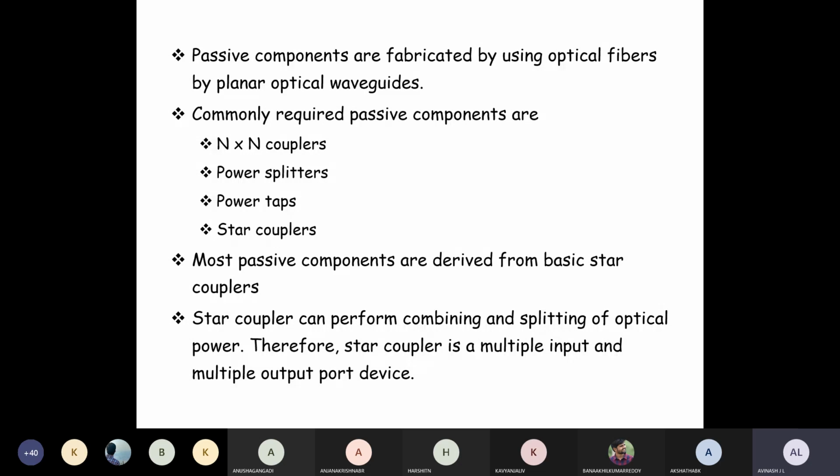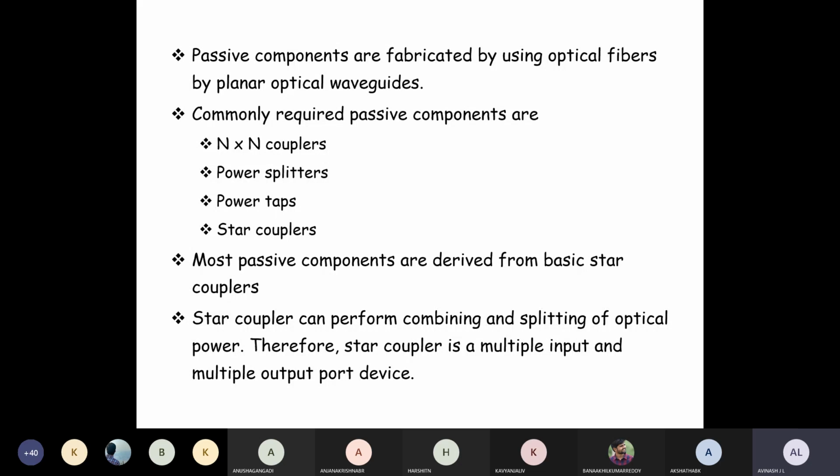So your passive components are fabricated by using the optical fibers and by using the planar optical waveguides. So your commonly required passive components are... When we are talking about the requirements, passive components are fabricated by using the optical fibers. That is the one condition, one particular criterion.